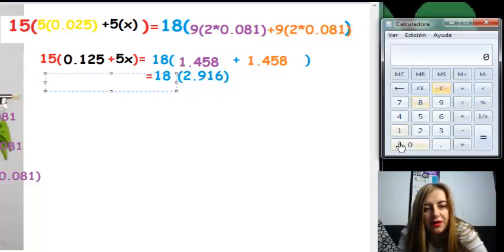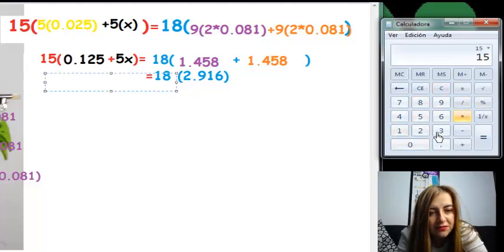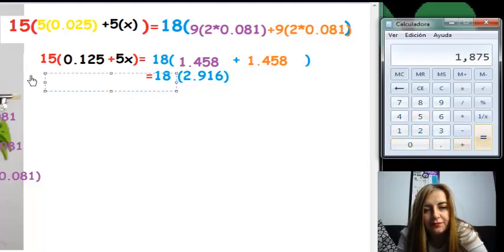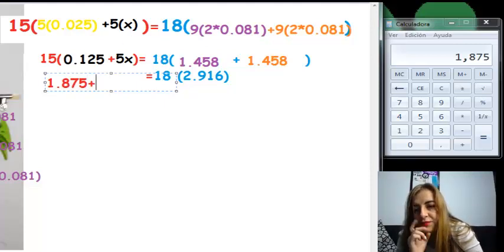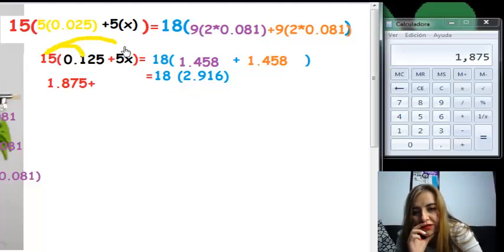So I'm going to go here. So it's 15 times 0.125. So it's going to be 1.875 plus. Now I need to multiply the other value. So I already did this one. Now I need to multiply this.